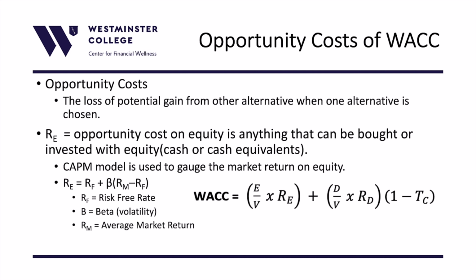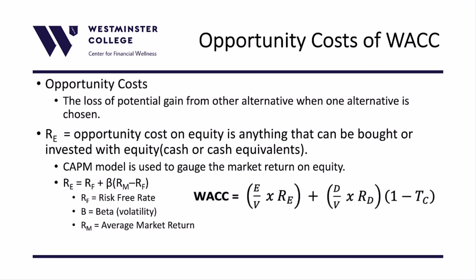So what is an opportunity cost? This is the loss or potential gain from another alternative when one alternative is chosen. So for instance, now we're going to go over these R subscript E, R subscript D, as well as T subscript C. R subscript E is the equity. So the opportunity cost of equity is anything that can be bought or invested with equity, such as cash or cash equivalents. To measure this, we use a CAPM model.